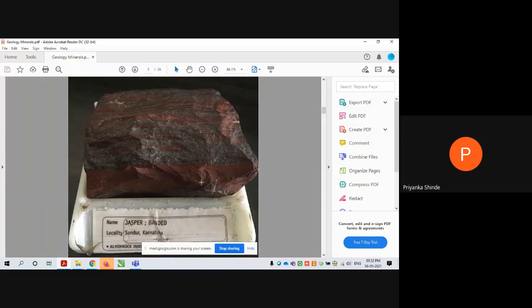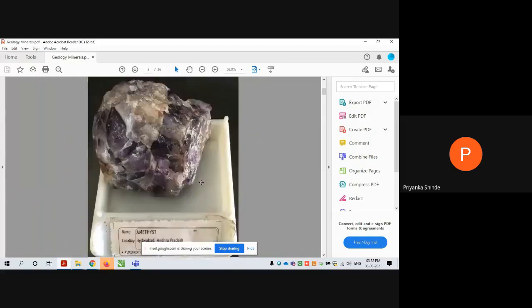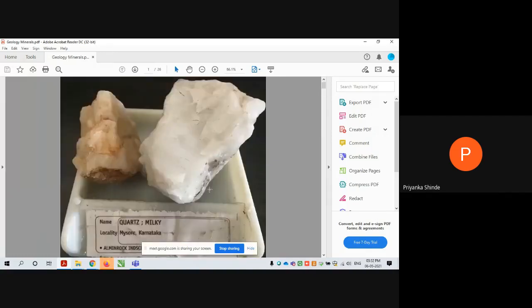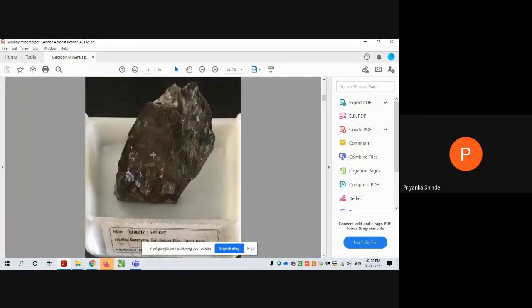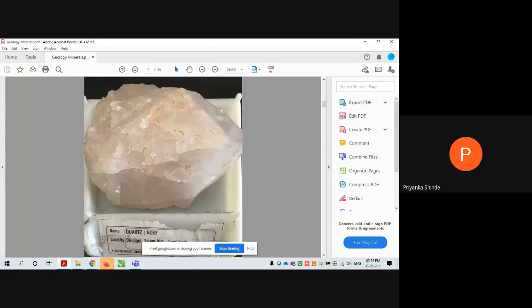Then next is diaphanity. Diaphanity describes the transparency of the mineral. How transparent is the mineral? If you see this milky quartz, light can pass through the edges, but you cannot see the object behind it. So what is it called? Light can pass through, but the object cannot be seen. That is translucent. So these amethyst, smoky quartz, milky quartz, they all are translucent.